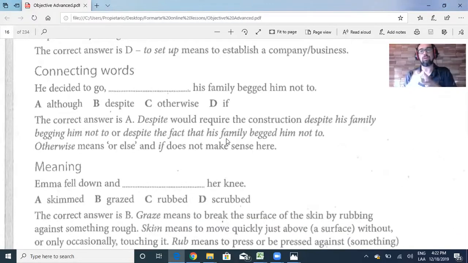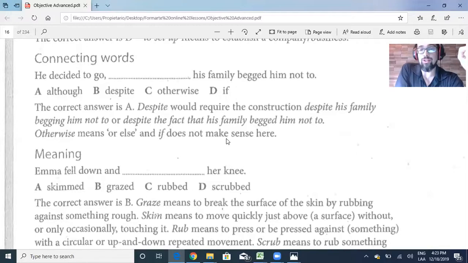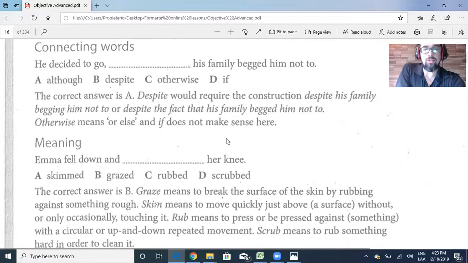Connecting words. Well, we're also going to be working in this unit on connecting words. So, for example, he decided to go, although, despite, otherwise, if his family begged him not to. Well, the correct answer is A, although. Why? Well, despite will require the construction, despite his family begging him not to, or despite the fact that his family begged him not to. Otherwise means or else, remember? And if does not make sense here. Okay, so those are some quick examples.